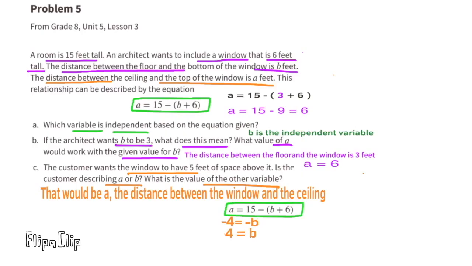So B equals 4. When the distance between the ceiling and the window is 5, the distance between the floor and the window is 4.